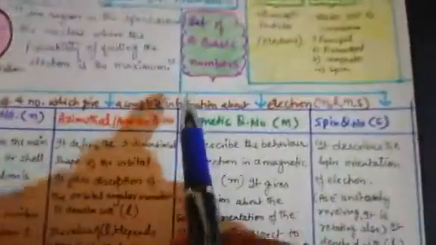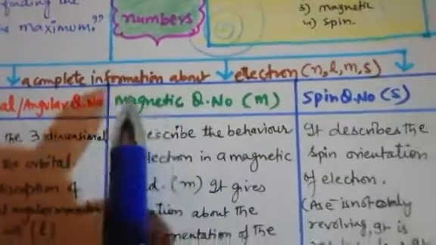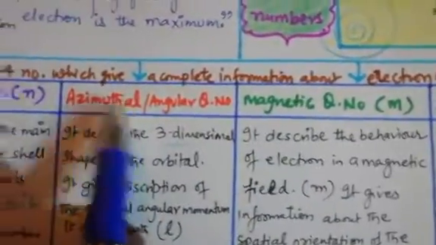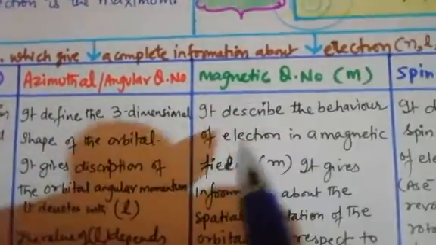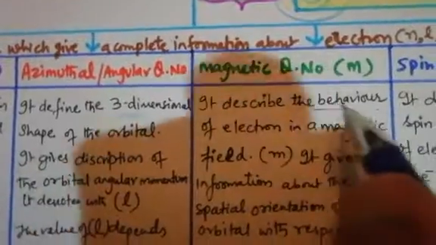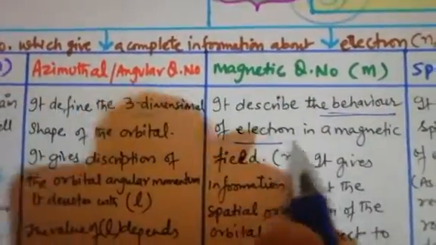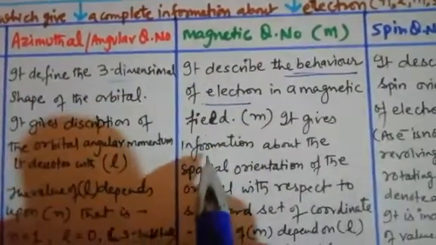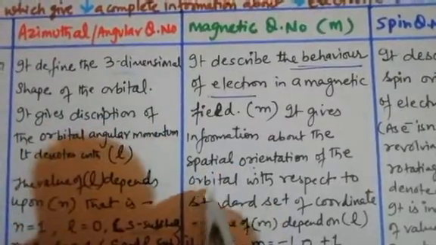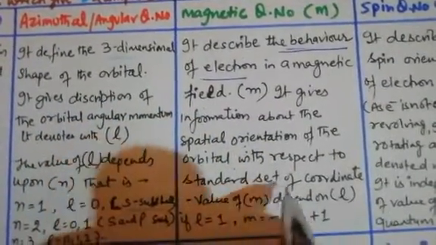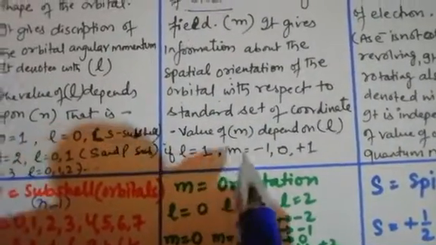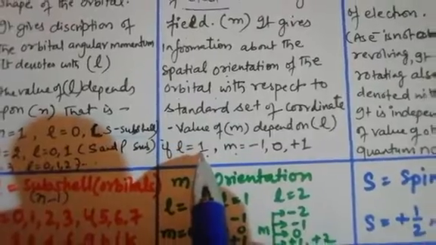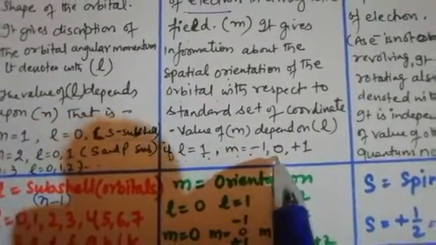So next is the magnetic quantum number. As the azimuthal is depending upon the principal, similarly the magnetic is depending upon the azimuthal. It describes the behavior of the electron in a magnetic field. It gives information about the spatial orientation of the orbital with respect to the standard set by the coordinates, and it totally depends upon L. Suppose L is 1, so m will take integer values of minus 1, 0, plus 1.